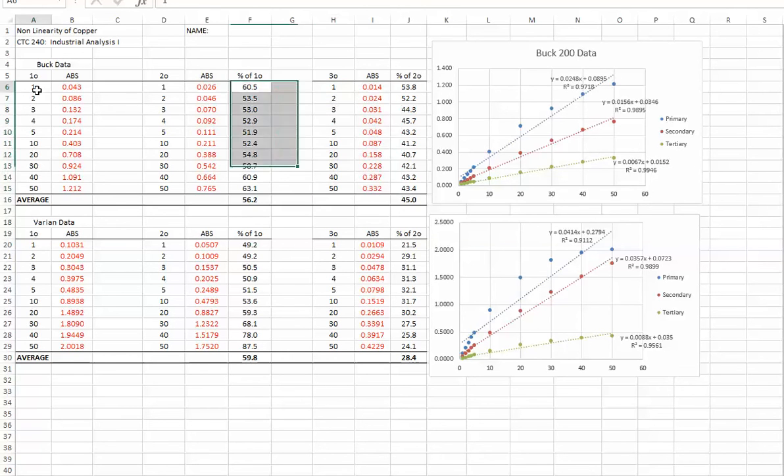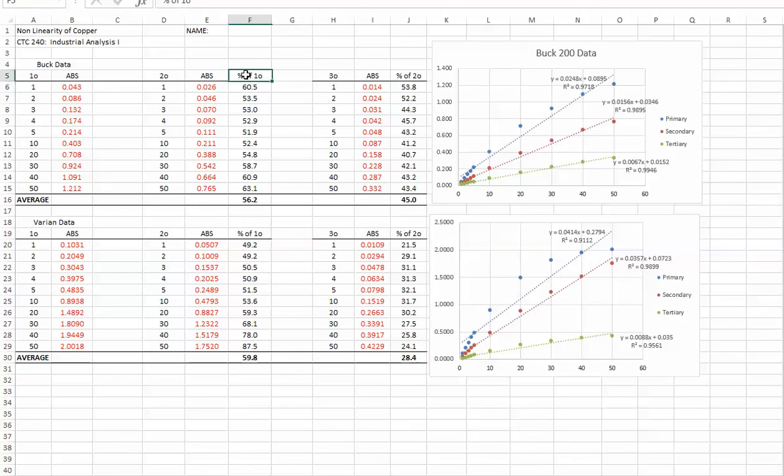If I take a look at this first one, on the primary it read 0.04. On the secondary, it got cut almost in half to 0.02. And then on the tertiary, it got almost cut in half again to 0.01. These are the trends that you want to start looking for and picking up on, because this is really what should be happening, or maybe something close to it.